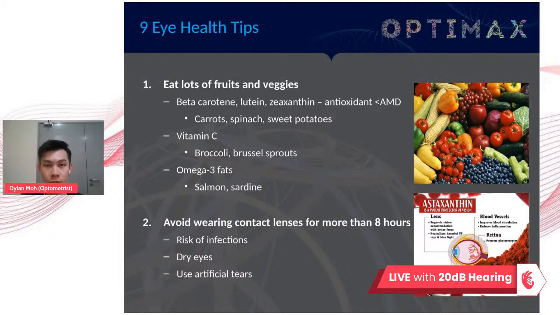All right, followed by that, our always superhero vitamin, which is vitamin C. Okay, the immune booster. You can get it from broccoli, and also from very common foods like oranges and so on.